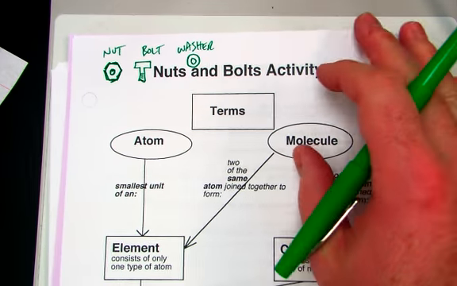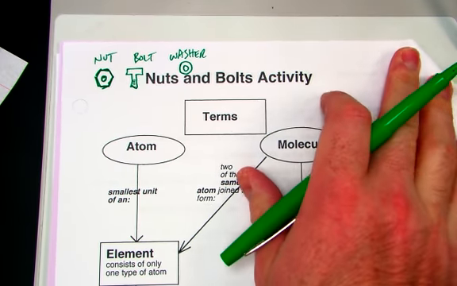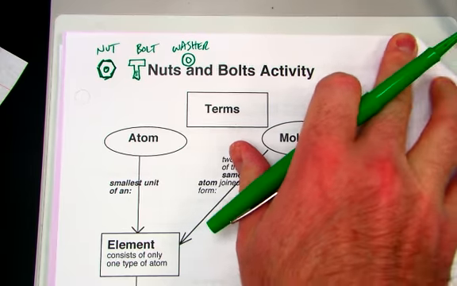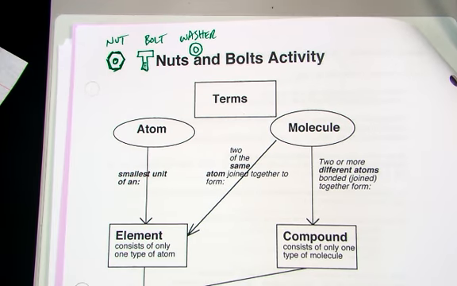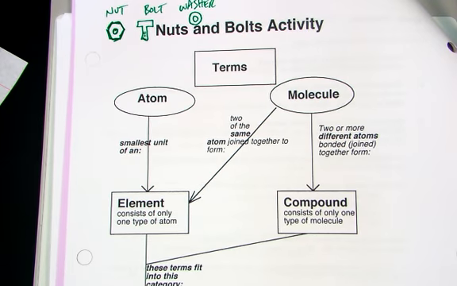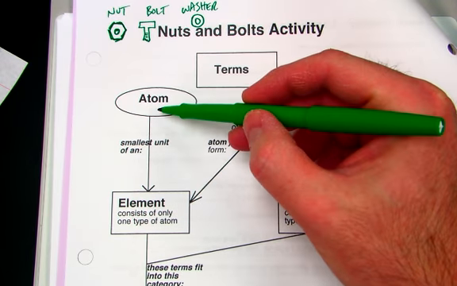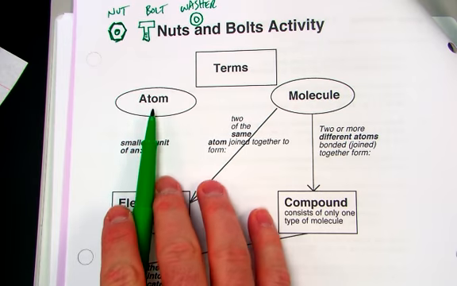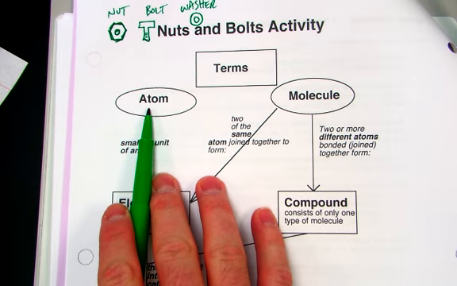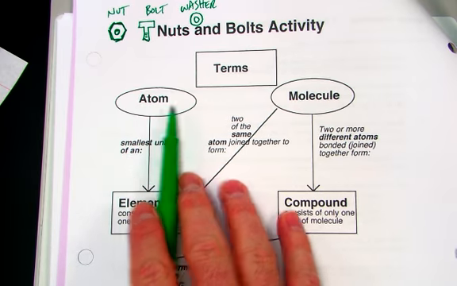Okay? So we're going to go through some different ways we can understand atoms and molecules and all that using nuts, bolts, and washers. We can draw some pictures. And the way this flow chart works is everything's going to connect sort of going down. So at first we want to distinguish between, on a small scale, an atom or a molecule. What's the difference between those?